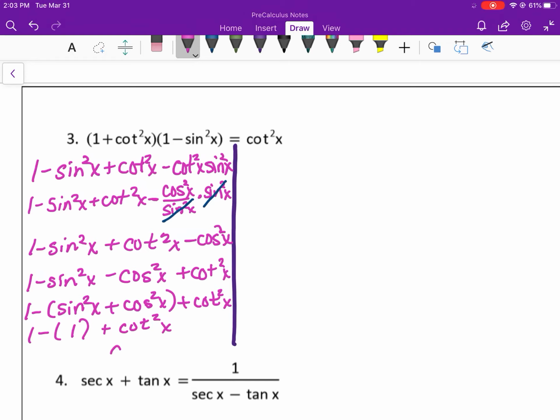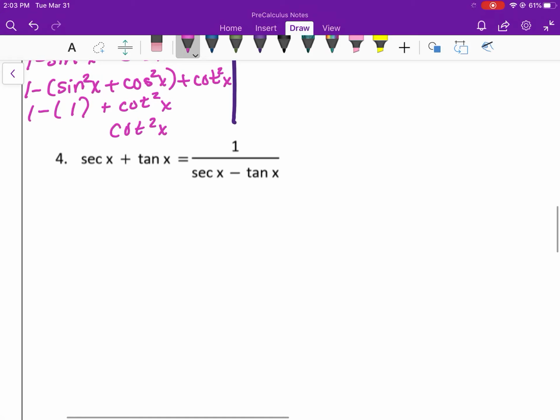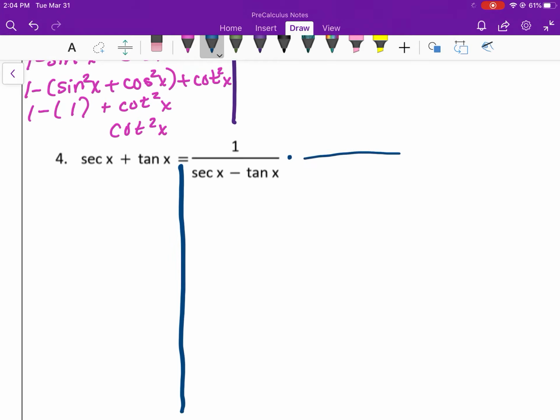The 1 subtract out, and we have cotangent squared x left. All right, when you see number 4 and problems like it, it doesn't really matter which side you start on, but I will tell you that typically on these I will start on the right, and I will introduce a new fraction, and it's going to be the conjugate of that denominator.